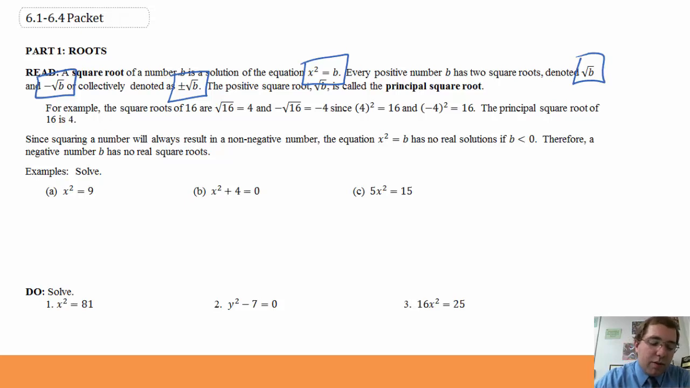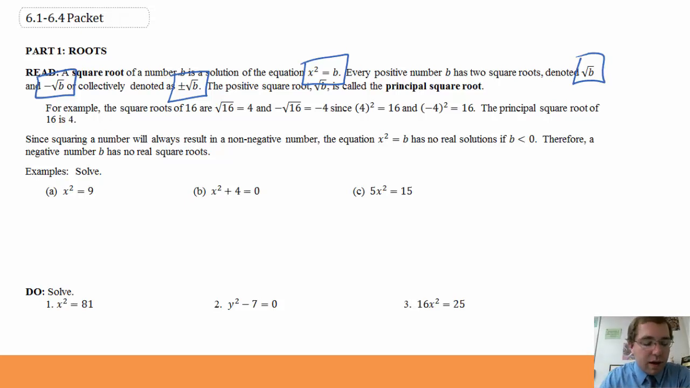Since squaring a number will always result in a non-negative number, the equation x squared equals b has no real solutions if b is negative. Because there's no number I can multiply by itself and get a negative number. A positive number times itself is a positive number. A negative number times itself is a positive number, because a negative times a negative is a positive. So any negative number has no real square roots.